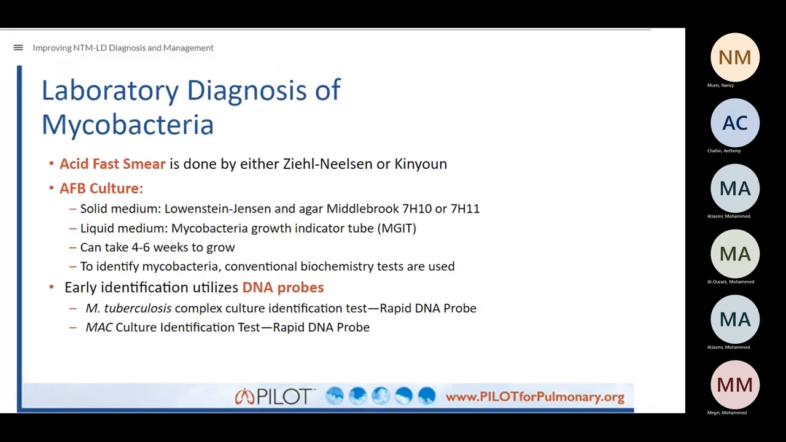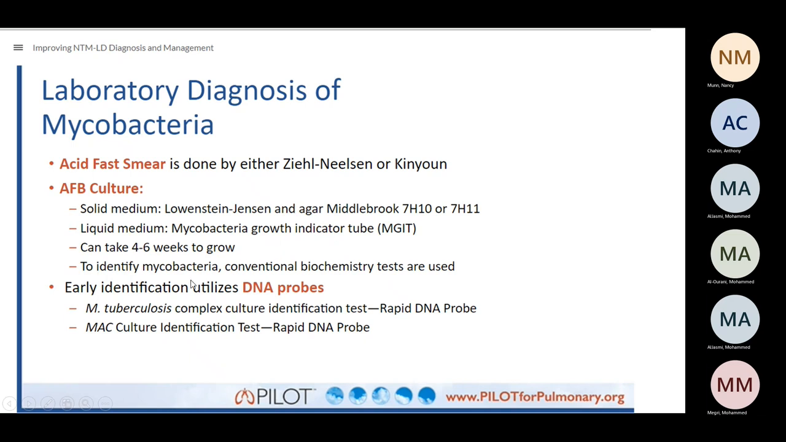Now, diagnosis, of course, the AFB smear. Some patients can be smear positive, others cannot be. A positive smear is an indication for treatment. It correlates with a higher risk of progression and higher infectious burden. The culture methods can be done the traditional way with solid medium or liquid medium, which can take 4 to 6 weeks. And that's the problem, waiting to get your identification.